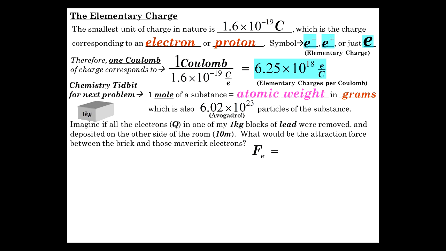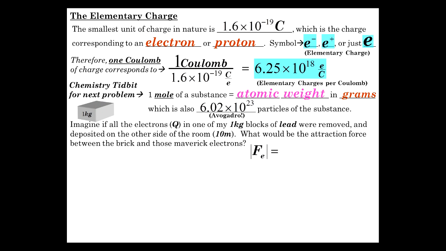I might ask you, what has the lead become when we take all the electrons out? And you would correctly say, well, it's still lead, but it's fully ionized. Because what determines what the substance is the number of protons in the nuclei, right? So it's still lead. And a very small fraction of 1% of the mass has been removed from the block in taking all the electrons out. But the point right now is, what would be the attraction force between those electrons and the lead brick?